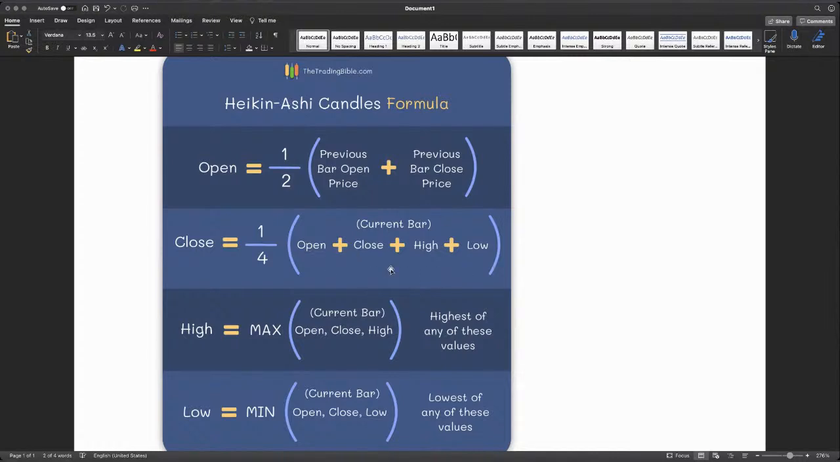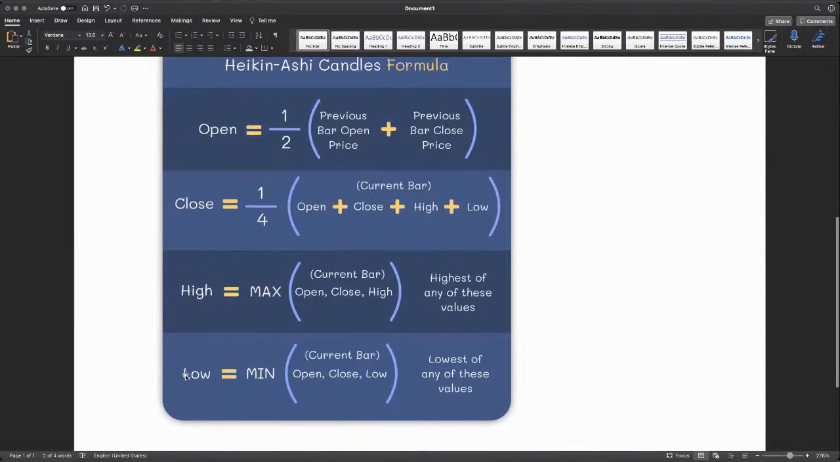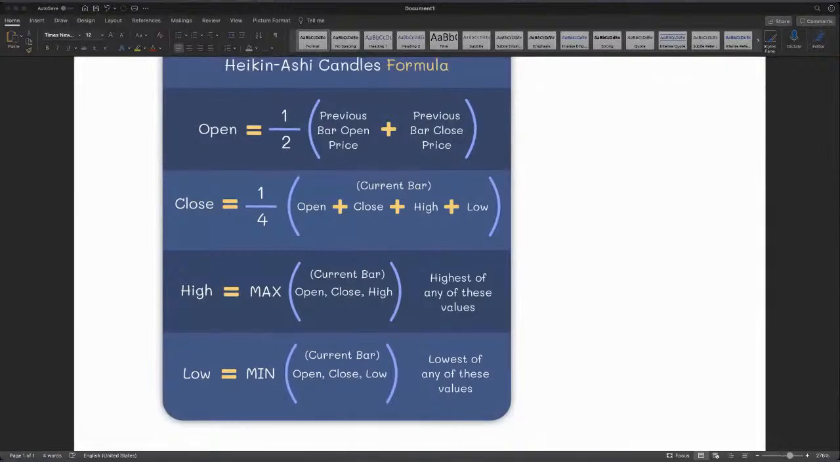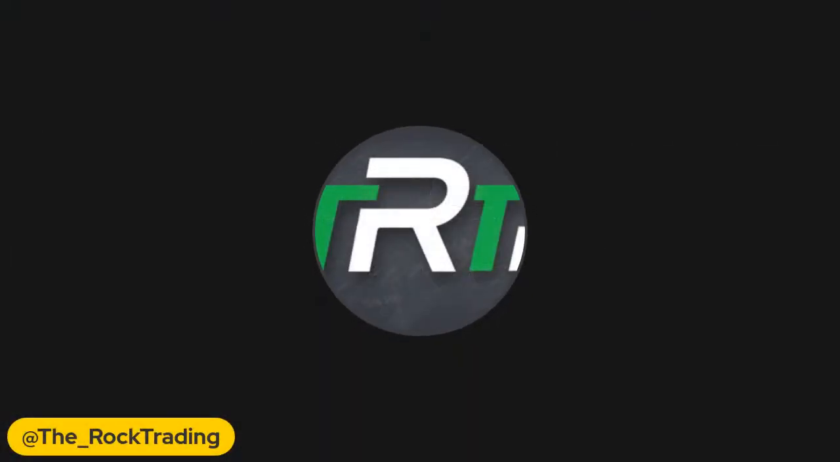Okay, I know this formula will take a little bit to get used to. The high wick and the low wick are a little bit different. The upper wick is the max of the current bar's open, close, and high, the highest of any of these values. Okay, and the low wick is the min of the current bar's open, close, and low, the lowest of any of these values. Okay, now if I go ahead and switch back, I'm going to stop share here, and go back to my TrendSpider here, and bada bing, bada boom.